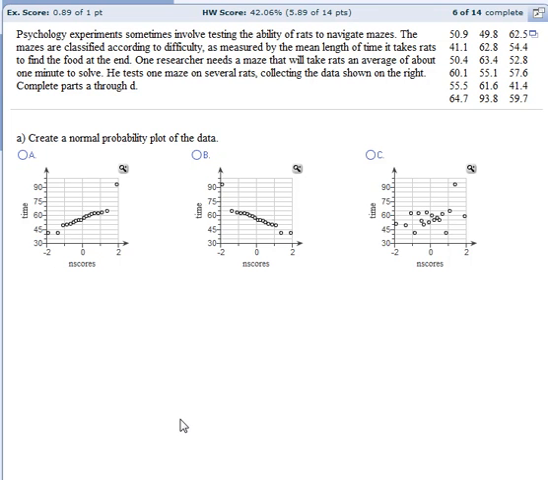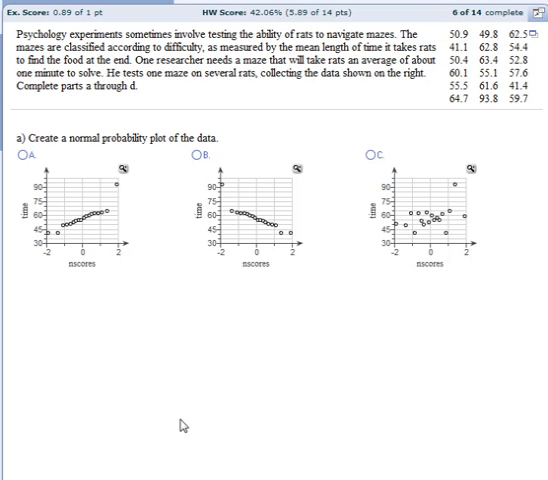Okay, on this problem, it says a psychology experiment sometimes involved testing the ability of rats to navigate mazes. The mazes were classified according to difficulty, as measured by the mean length of time it takes rats to find the food at the end. One researcher needs a maze that will take rats an average of about 1 minute to solve. He tests one maze on several rats, collecting the data shown on the right, completes parts A through D.